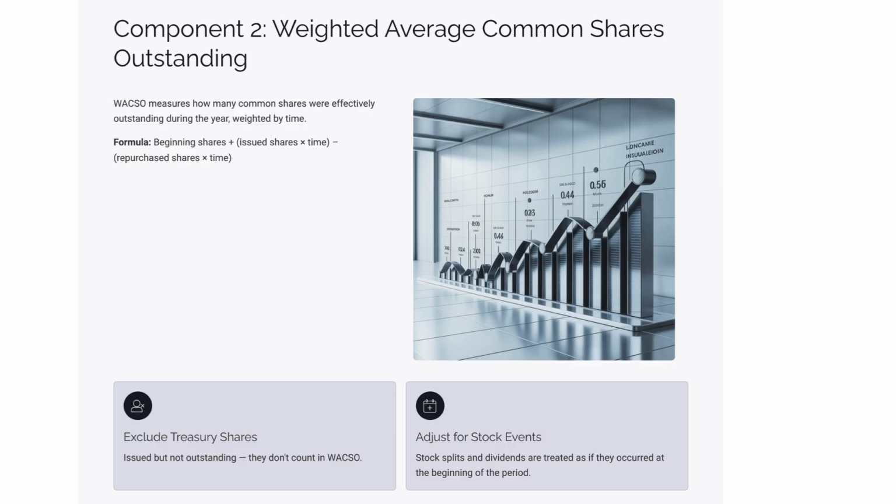And there are two crucial adjustments to remember. Exclude treasury shares. These are issued but not outstanding, so they don't count. Adjust for stock splits and stock dividends. IAS 33 assumes these events happened at the beginning of the period, or even the earliest period presented, to keep EPS comparable across years. Let's look at an example.